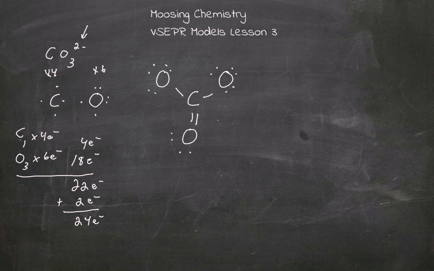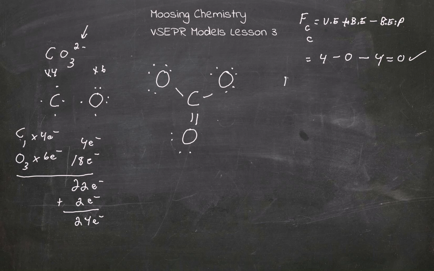So let's see if this is the best possible structure. Again, we can use something called formal charge, which equals valence electrons minus non-bonding electrons minus bonding electrons. Okay, so the formal charge for carbon would be, carbon comes in with 4 valence electrons, 0 non-bonding electrons, if we look at the center of that, and we have 4 bonding pairs. That gives us 0. Okay, that's a great start.